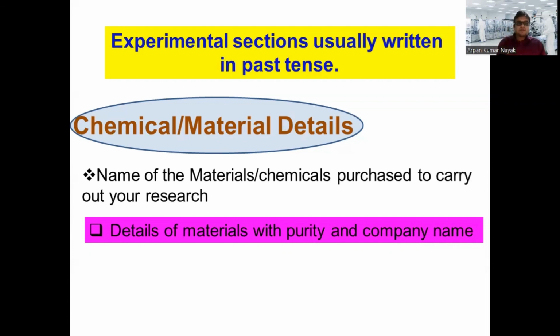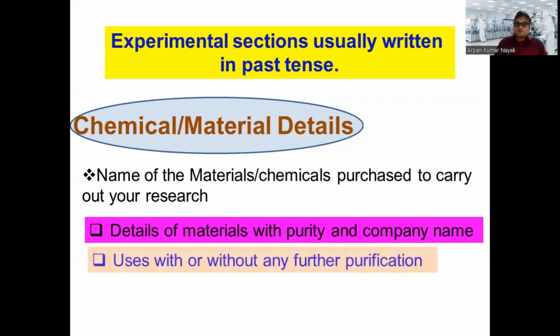Why is this important? Because if someone wants to reproduce your work, they will go with whatever chemicals you list here. You give the information, they will follow it, buy the same materials, and try to reproduce this. So that's why it is important. You have to give complete information so that the reproducibility of your work is ensured.